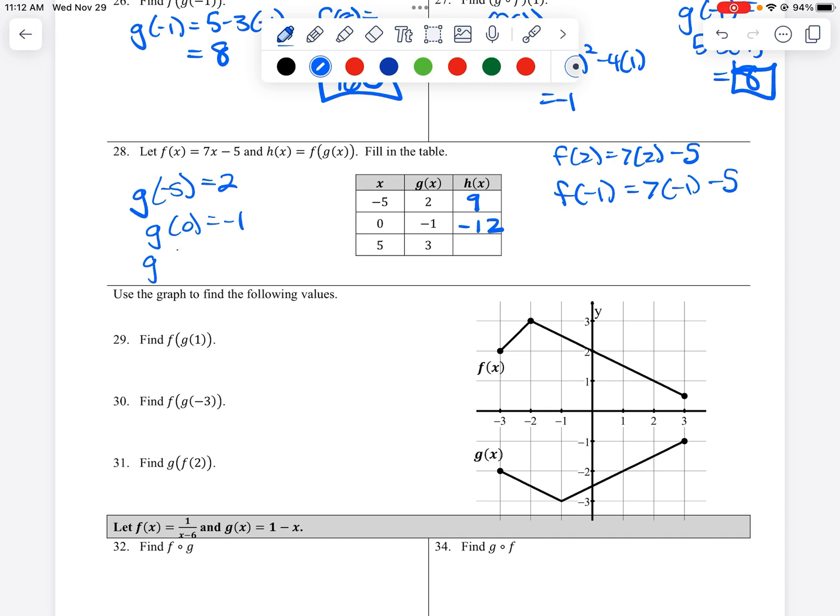And then what is g of 5? Well, that's easy. That's 3. So now we do f of 3. 7 times 3 minus 5 is 16.